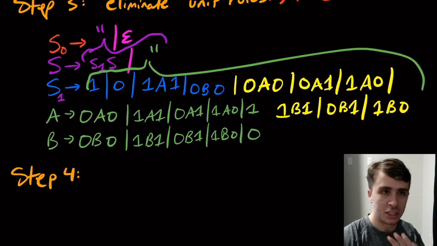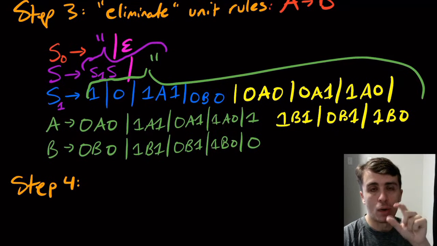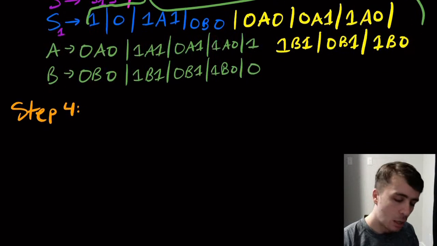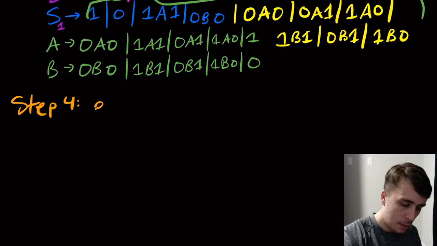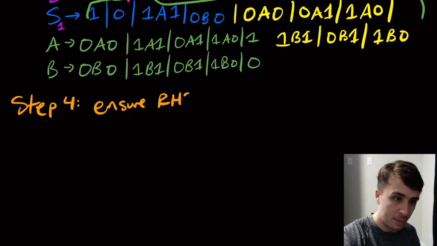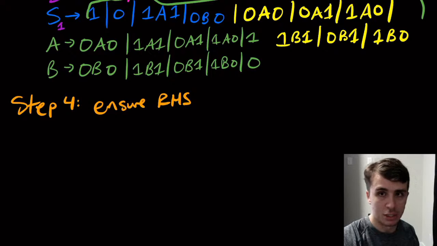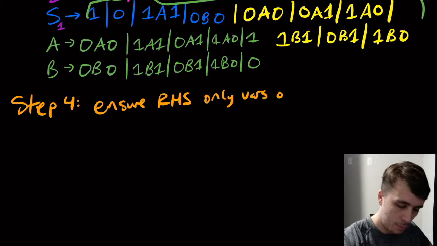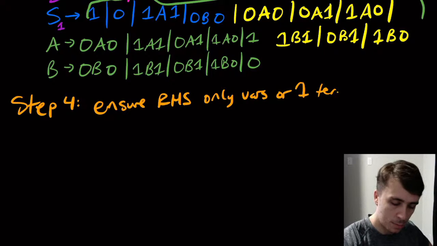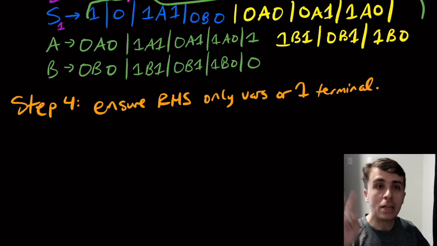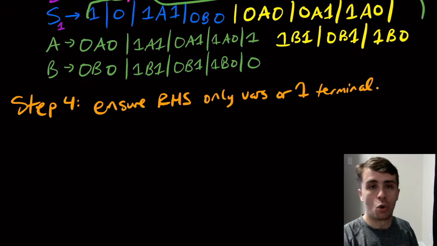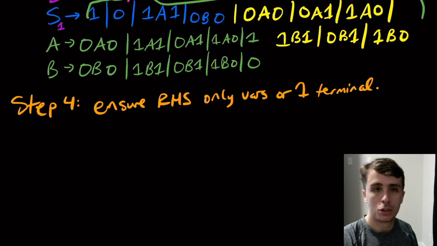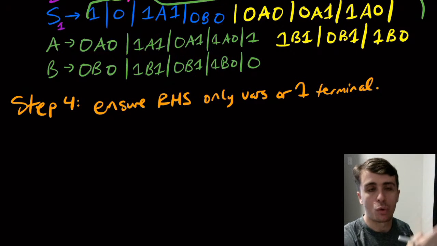Okay, so then what is step 4 of 5? Some textbooks put this into 4 steps. I like to split the last one into 2 steps because it's usually a lot of work to do it in 1, but it's nice to do it in 2. So here we're going to ensure the right-hand side is only variables or one terminal. So it's not 2 terminals on the right side, it's only variables or one terminal. The one terminal is the second type of rule that we're allowed to have.